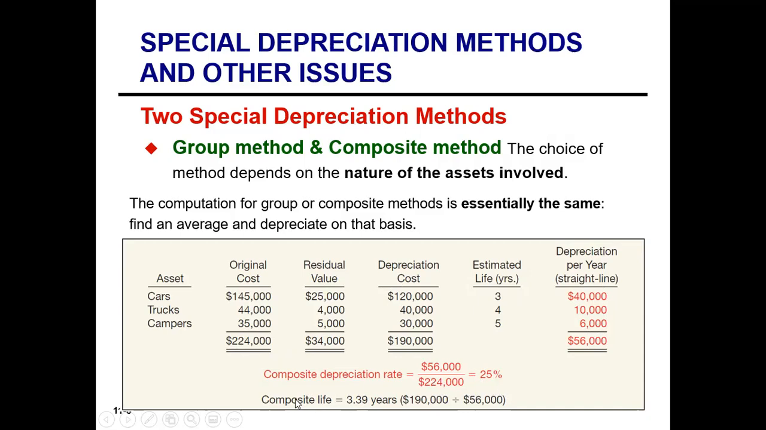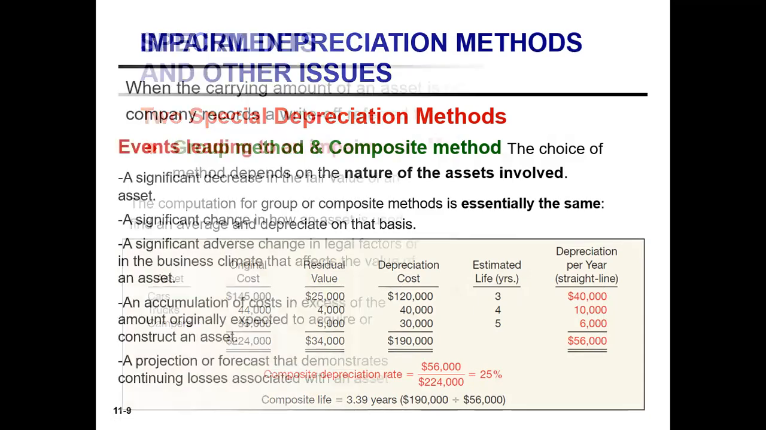And then for the composite life of the asset, because again, we've got one asset that's 3, one asset that's 4, one asset that's 5. So if we take our 190,000 depreciation cost divided by the annual depreciation, that gives us a composite life of about 3.39 years. Again, this is something we'll get practice with in class together. The calculations aren't too bad, I think. Just plug in the correct numbers into the formula, right?